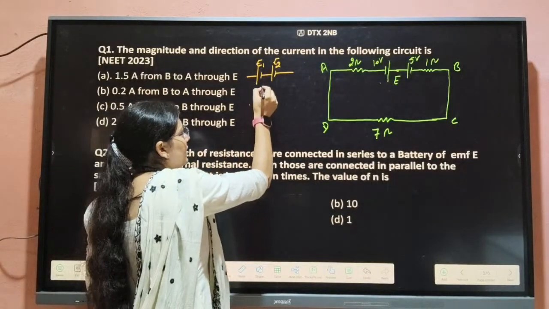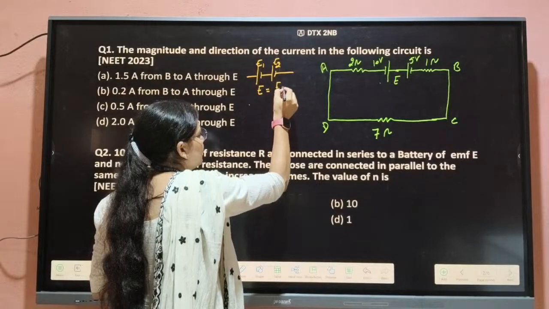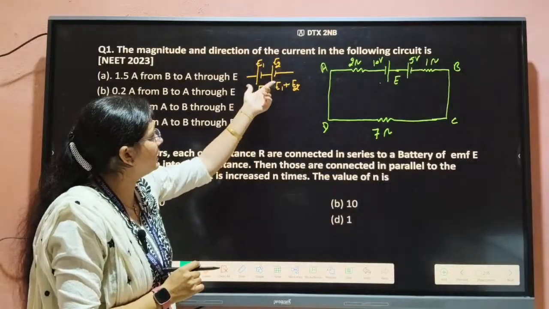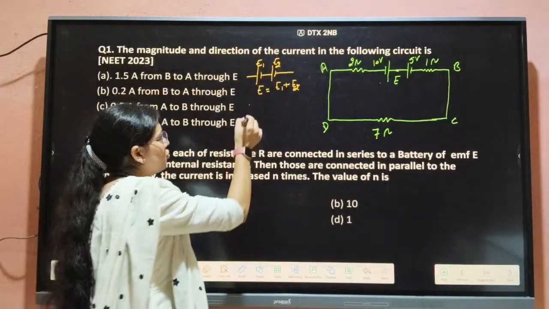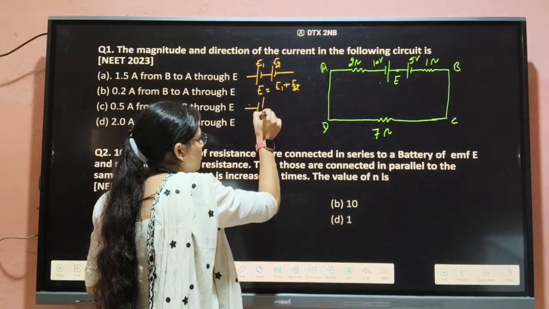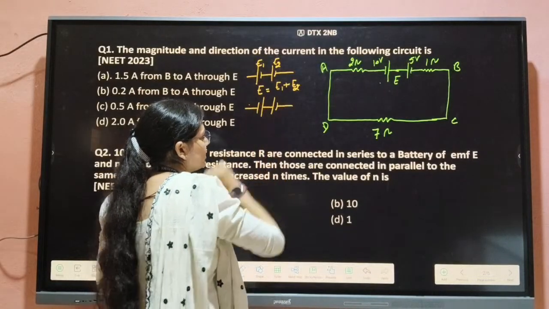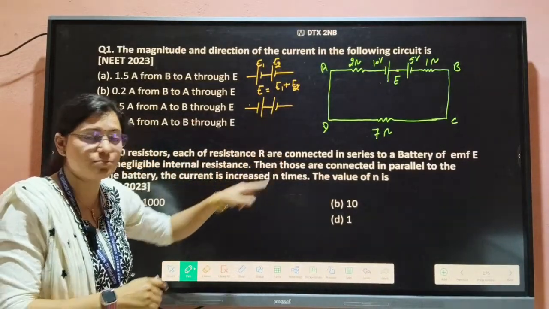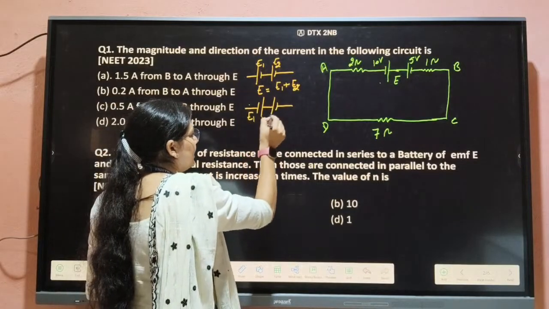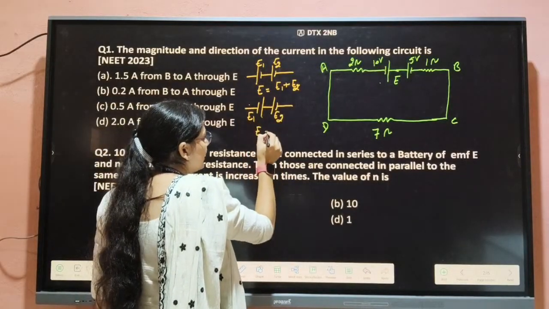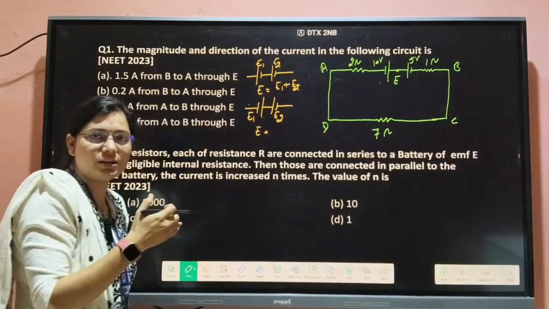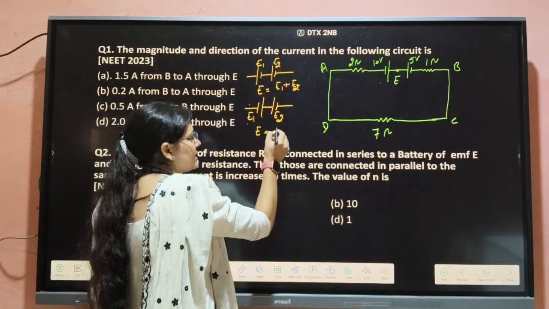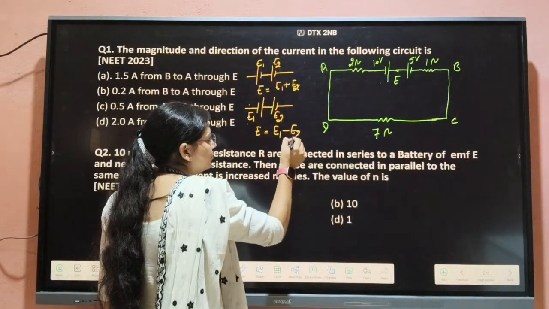then the total EMF of these batteries we can write as E1 plus E2. If two batteries are connected like this, negative-positive and positive-negative, opposing each other, and the voltages are E1 and E2, then E is the larger voltage minus the smaller voltage. So if E1 is larger, we write E1 minus E2.